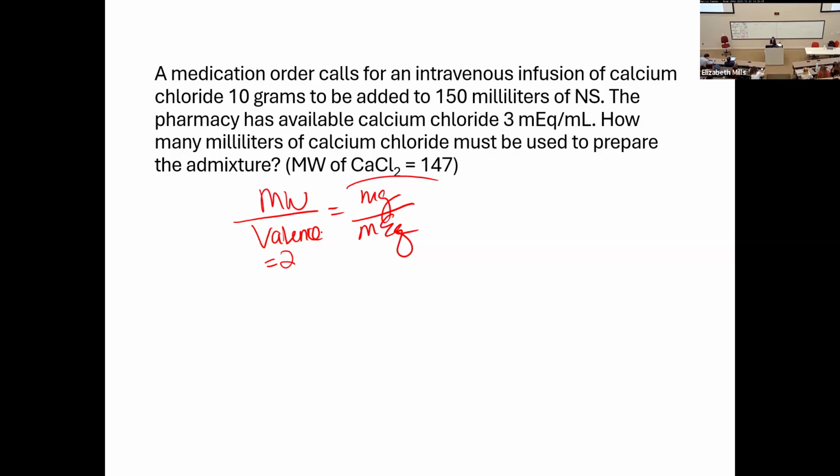Okay. What I need is to know how many milliequivalents this 10 grams is. That's gonna be added to this 150 milliliters of normal saline. Okay, so if I just plug in, I have 147 over 2, and then my milligrams is 10,000 milligrams. I just multiplied this by 1,000. And then that will give me my milliequivalent that I need.